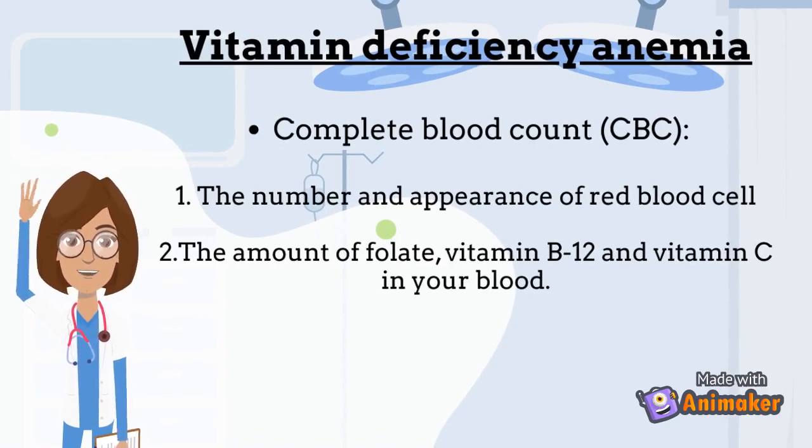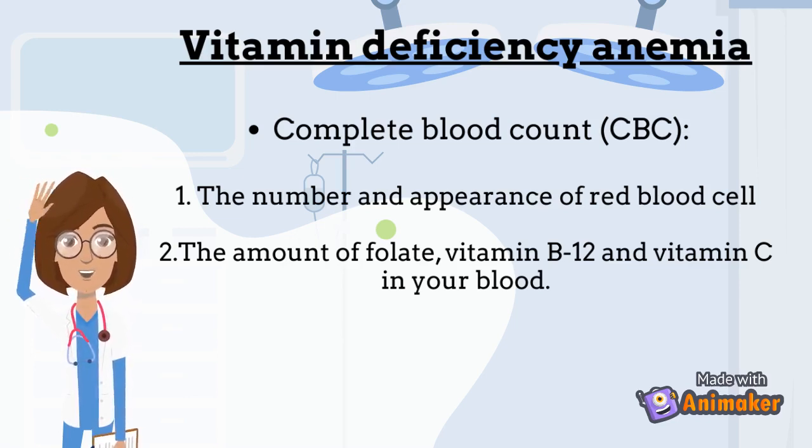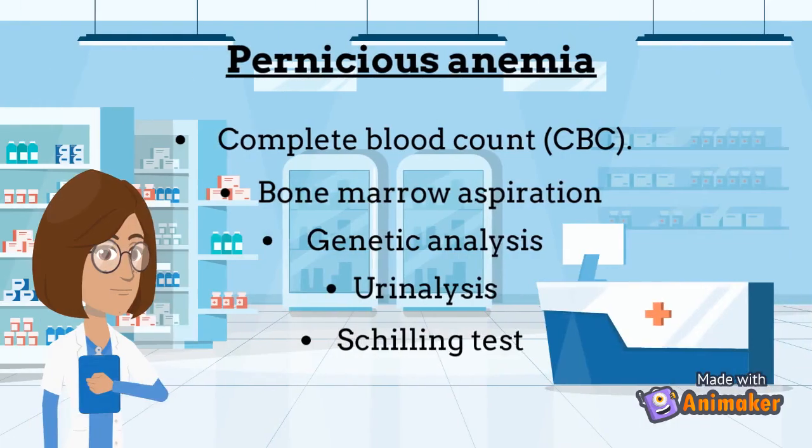The next type is vitamin deficiency anemia. The investigations include a complete blood count, CBC. Doctors will diagnose vitamin deficiency anemias through blood tests that check for the number and appearance of red blood cells and the amount of folate, vitamin B12 and vitamin C in your blood.